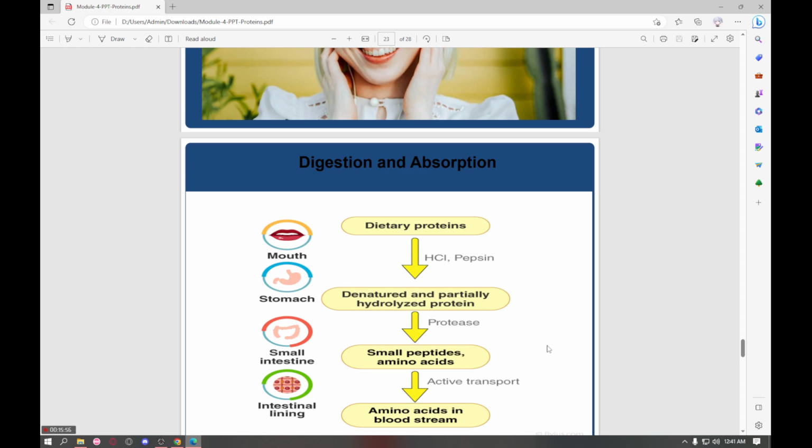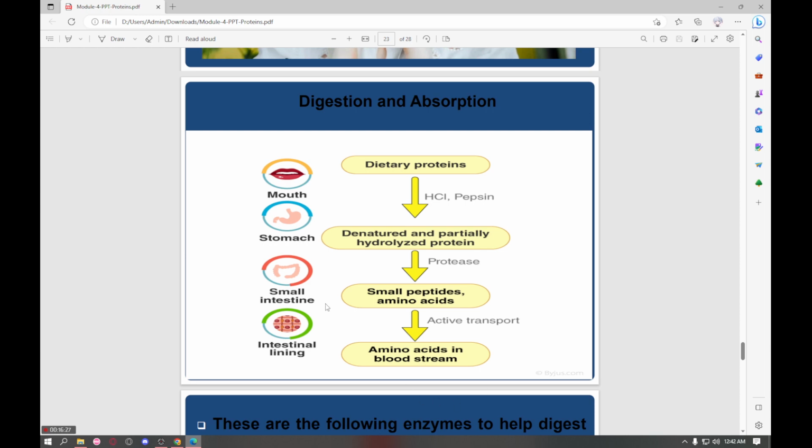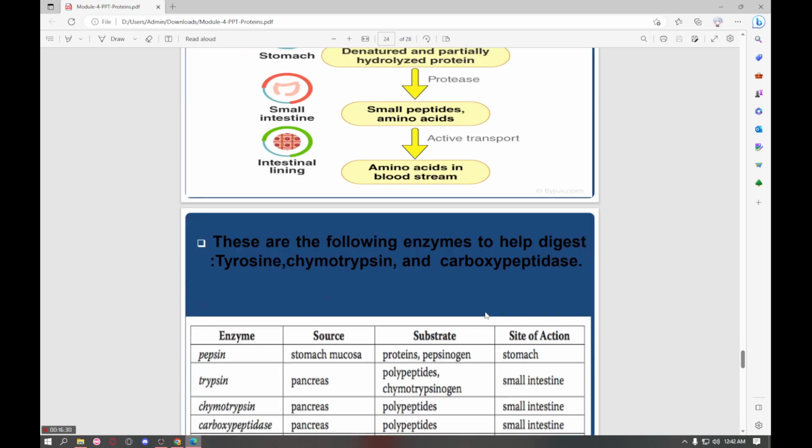So it is not easy to digest kasi ang protein natin. So denaturation, so there is also a protease, which is an enzyme also responsible to digest your protein inside our body. So if the protein is converted into a monomer, which is the smallest particle of your protein, an amino acid, it is distributed into the bloodstream. So these are the following enzymes to help digest: your trypsin, your chymotrypsin, and then your carboxypeptidase.